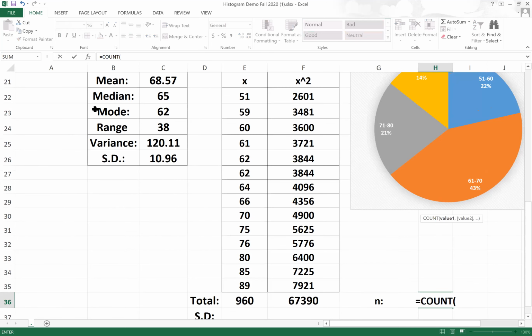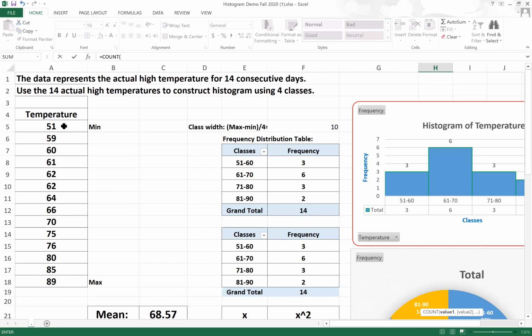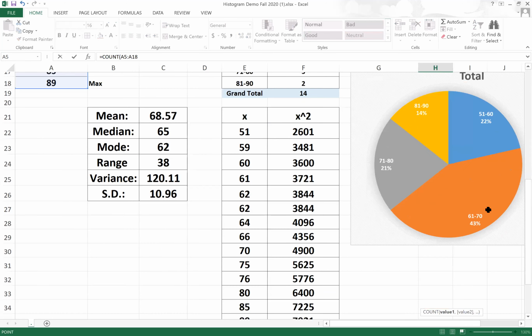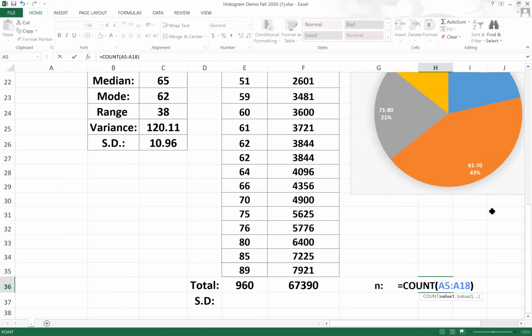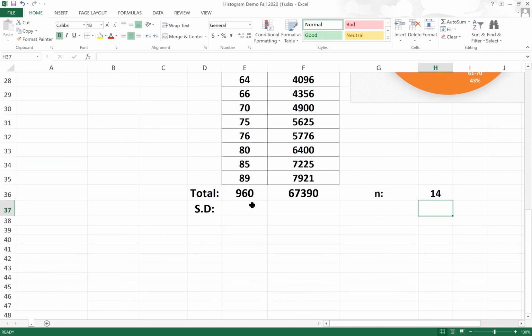Because in the question it tells us 14, right? What if we have a data set and we have no idea how many data values there are? Let's say it's a huge data set. You can just highlight the entire data set and Excel counts for you, so you don't have to do the work. So the count is 14, the same.